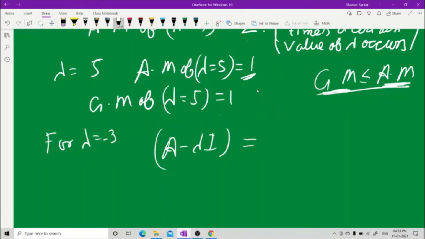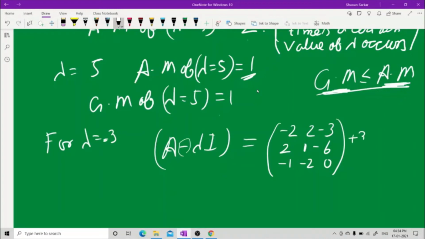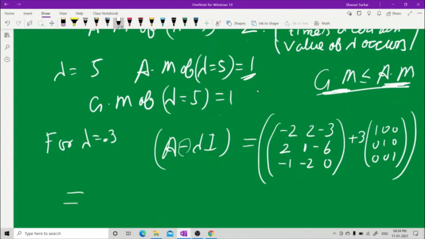Now what type of matrix have you got? Write that matrix. The matrix is minus 2, 2, minus 3, then 2, 1, minus 6, and then minus 1, minus 2, 0. Now you put minus 3 here, and with this minus it will become plus 3 times the identity matrix 1, 0, 0, 0, 1, 0, 0, 0, 1. Now do the subtraction in the diagonal only. This will become minus 2 plus 3, which is 1, 2, minus 3. Then 2, 1 plus 3 which is 4, and minus 6. And then minus 1, minus 2, and plus 3.